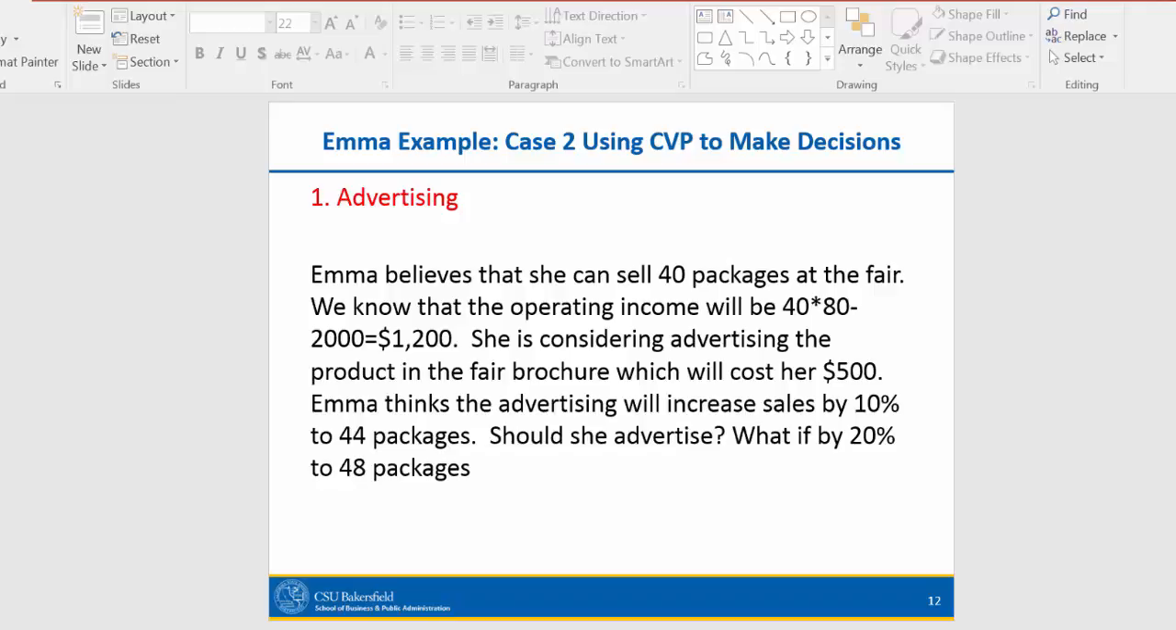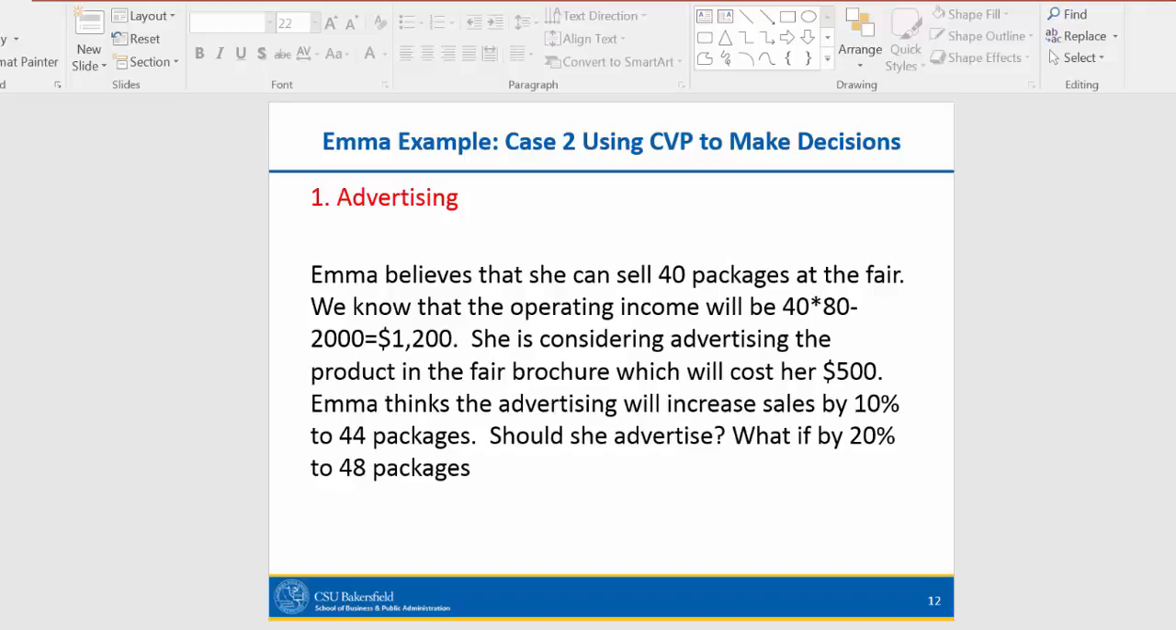Now she is very concerned with this sales. She would like to improve the sales, maybe sell more packages. So one method she's thinking of is how about advertising. So let more people know about this product, so that she might be able to have an increase in sales. Of course, it's not free. So the fair brochure will cost her $500 to advertise the GMAT success. So now the question is whether it is worth doing that or not.